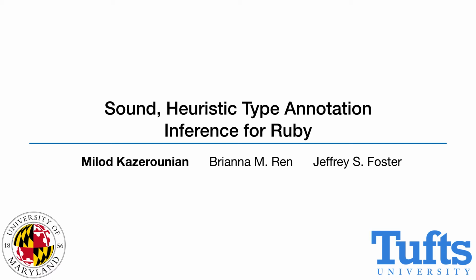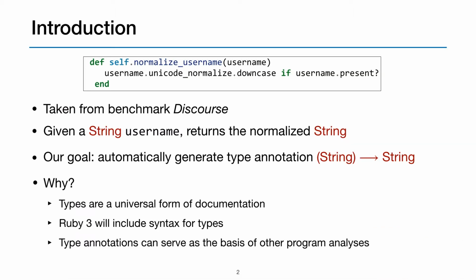Hi, my name is Milod Kazerounian, and I'm going to be talking about our work on bringing type annotation inference to Ruby. We'll start with a simple example of a Ruby method called normalizeUsername, taken from one of our benchmarks, the Discourse app. Given a string called username, this method returns the normalized version of that string. And our goal is to automatically generate type annotations like string, arrow, string for this method.